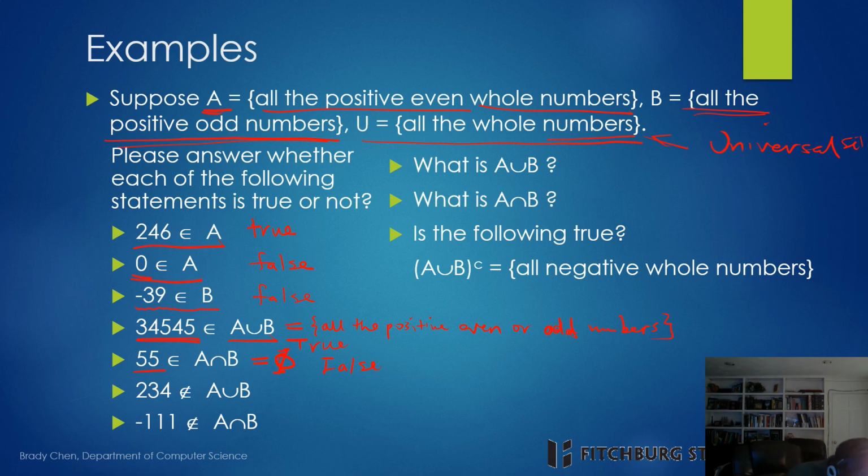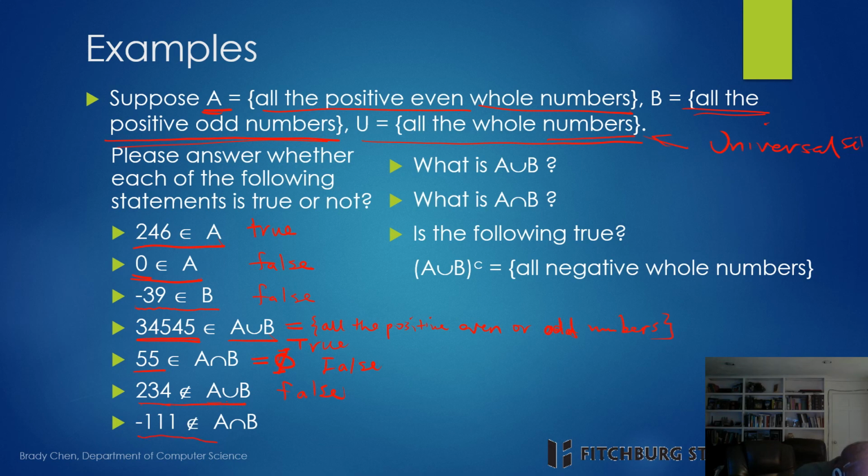Okay, let's finish all. So A union B is all the positive even or odd numbers, but 234, that's a positive even whole number, right? By definition, A union B should be all the positive even numbers or odd numbers. So 234 is actually in A union B, right? So that's definitely a false statement. It says 234 is not in A union B. That's not true, right?